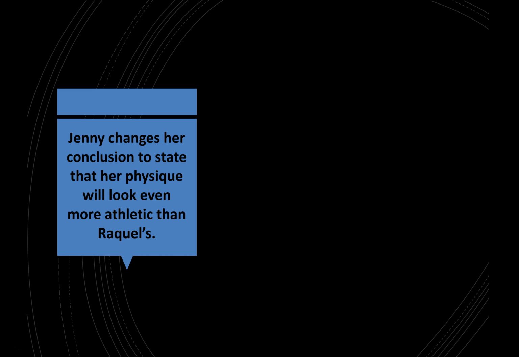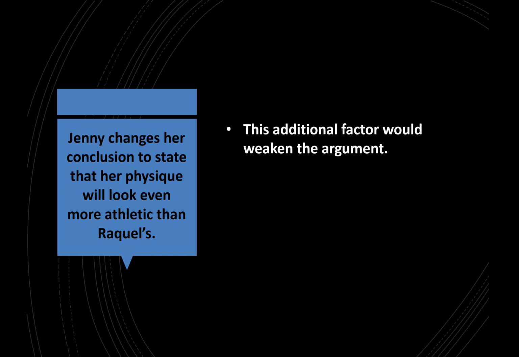Then, imagine she changes her conclusion to state that not only will she be able to duplicate Raquel's results, she's going to look even more athletic than Raquel. Well, that additional factor would weaken the argument. Why? Because the conclusion is more specific. You're asking more of this form of reasoning, right? Which is always going to weaken the argument.